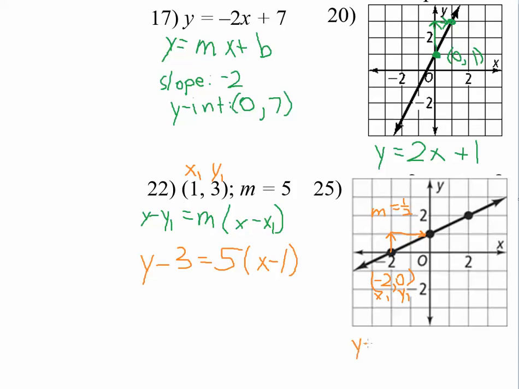So y minus y1, which is 0, equals my slope, m, 1/2, times x minus whatever my x1 value was, -2. So I'm completely content if you leave your answer as that, y minus 0 equals 1/2 times the quantity x minus negative 2. Now there are some teachers in some places that would not accept this. They want it to be a little more simplified.